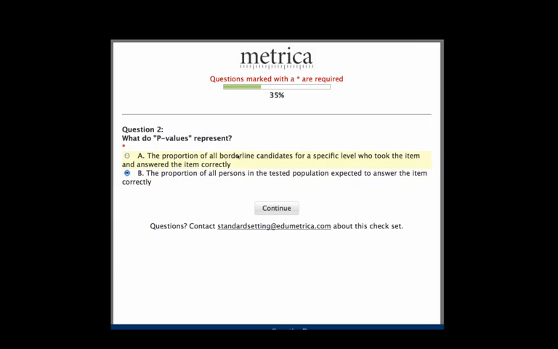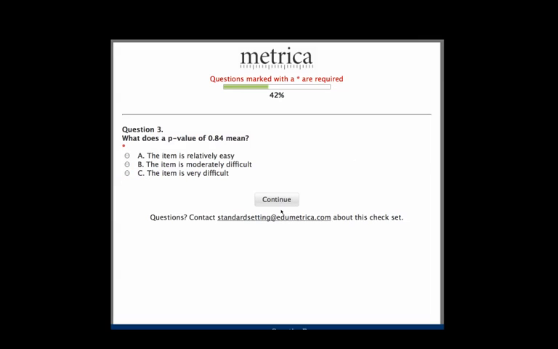The reason it's not A is because the p-value is not about the borderline candidates. It's actually about everybody in the tested population. So what does a p-value of 0.84 mean? It means that 84% of the persons in the tested population would get the item correct. So if 84% are getting the item correct, is it a difficult item? It's actually not difficult at all. It's a relatively easy item.